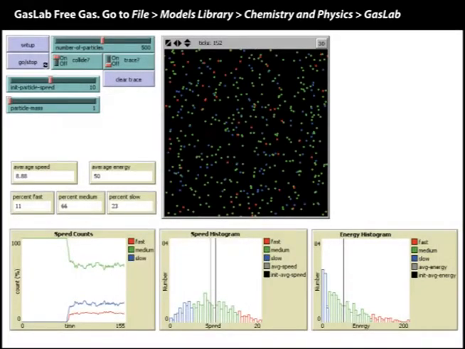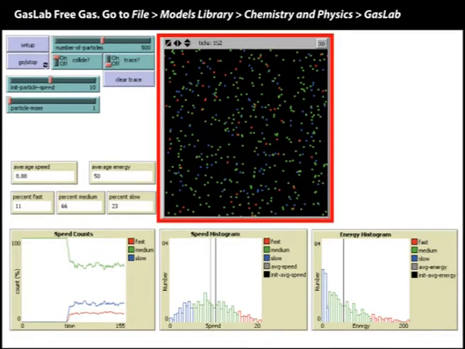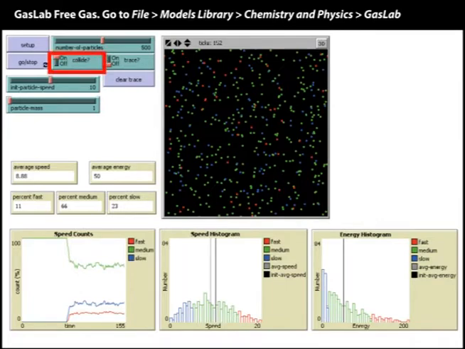We're going to start with a basic NetLogo simulation known as GasLab Free Gas. You can find it by going to File and then to the Models Library. Here's the screen view. Let's orient ourselves. The central part is an arena where particles of gas can fly around. They can collide with the walls and bounce off them, and you can also set the simulation so the particles collide and bounce off one another, or not. There are several panels for setting up the simulation. You can set the number of particles, their initial speed, roughly proportional to the temperature, and how heavy the particles are. You can also set the simulation to trace the path of a particular gas particle.